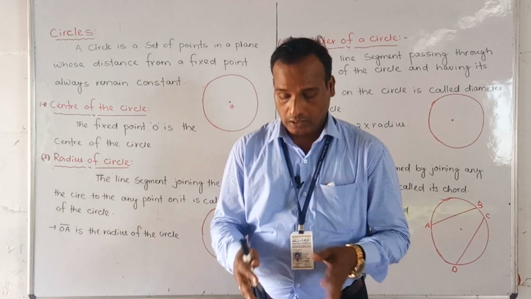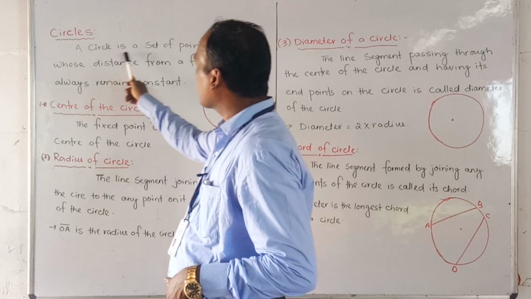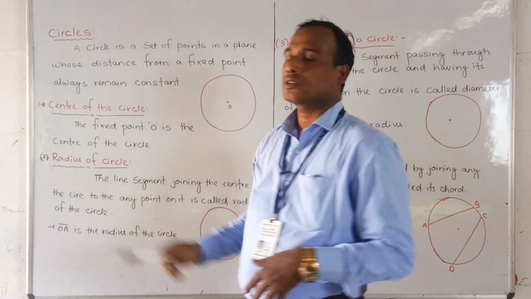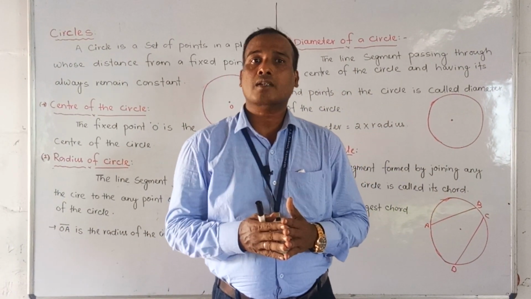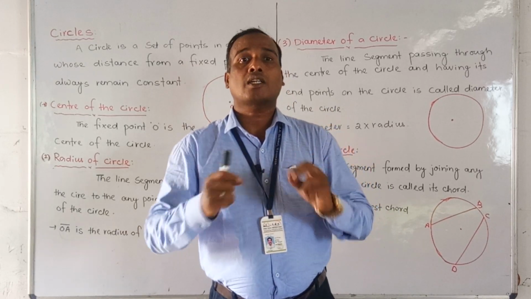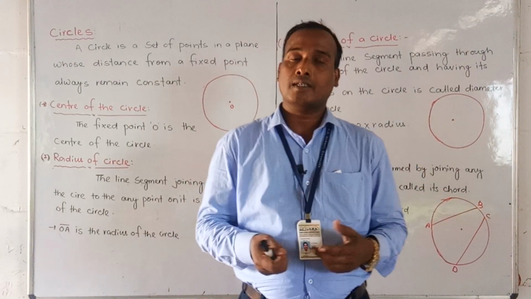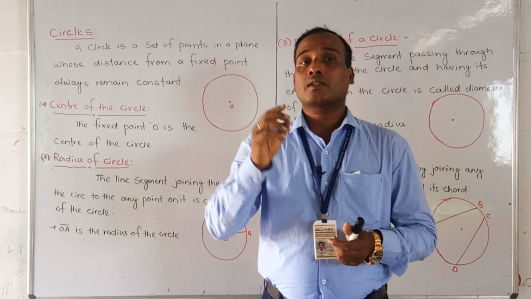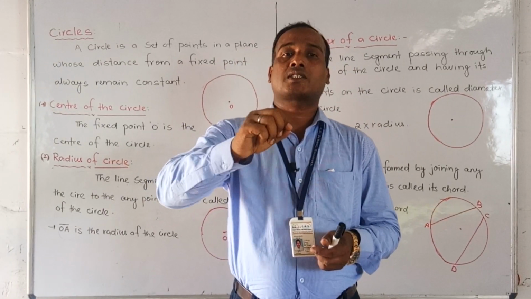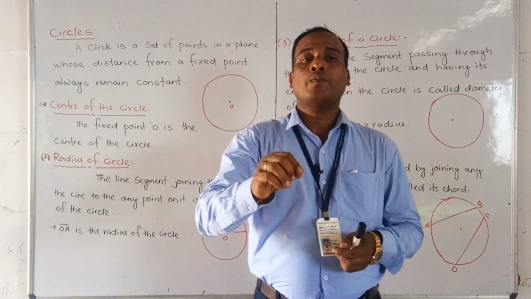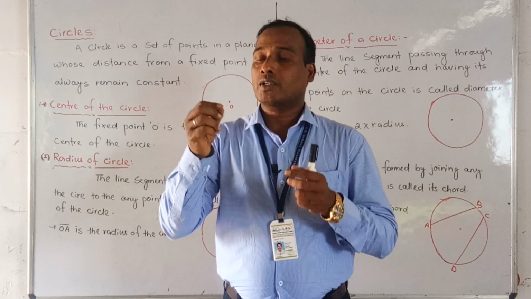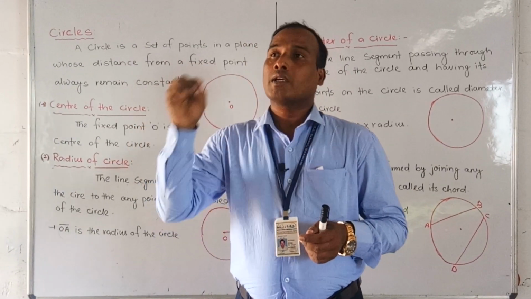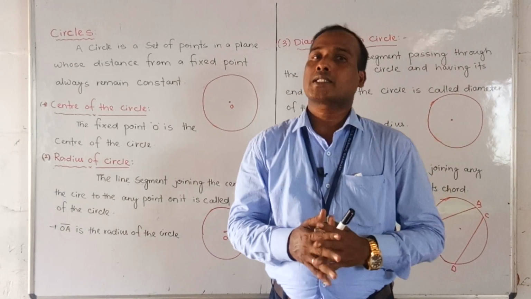First of all, what is a circle? Students, what is the definition? A circle is a set of points in a plane whose distance from a fixed point always remains constant. That means a circle is a set of points, like a line or a line segment. These points are at equal distance from a fixed point. If you arrange such points on a plane, we can say that is a circle.